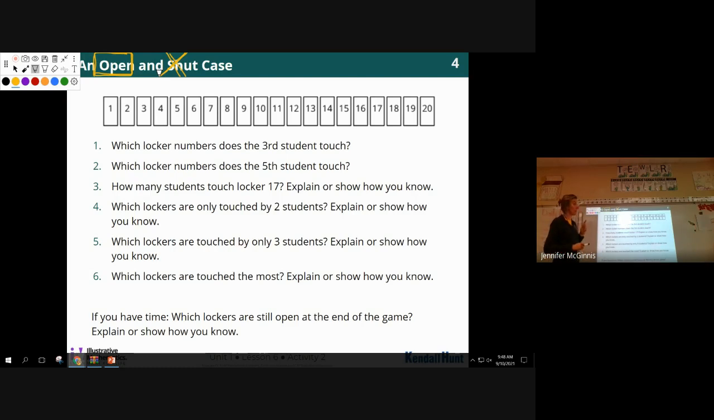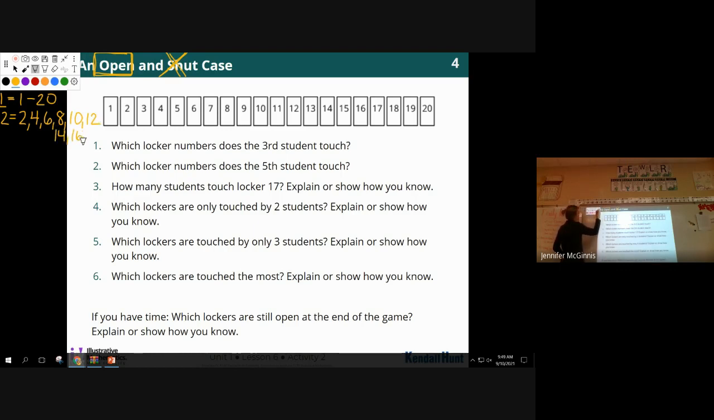Now, the one piece that we have to make sure that we do is that we keep track of who's touching what. And how are we going to know who's who? By their number. So, person number 1 is touching which ones? All of them. I'm just going to put 1 through 20. They're all open. Now, person number 2 is going to touch which one? Every second one.